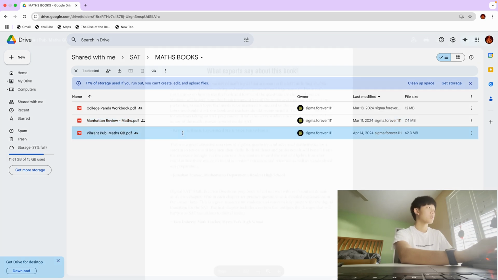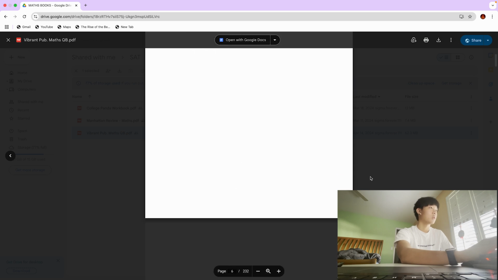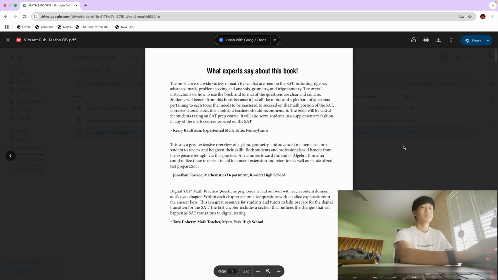And Vibrant Publishers, once again, there's a lot of wrong things. There's a lot of questionable things they test you on, kind of the same for Manhattan Review. But for math, it's obviously a lot better because it's not like reading or analyzing passages. It's a lot more straightforward. So Vibrant Publishers is probably a decent choice.